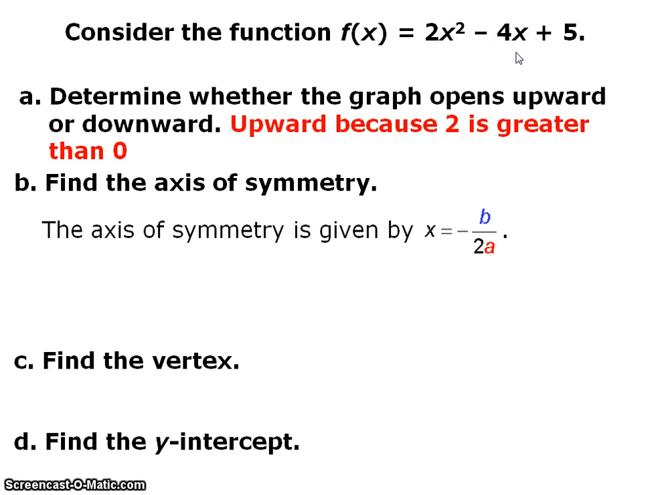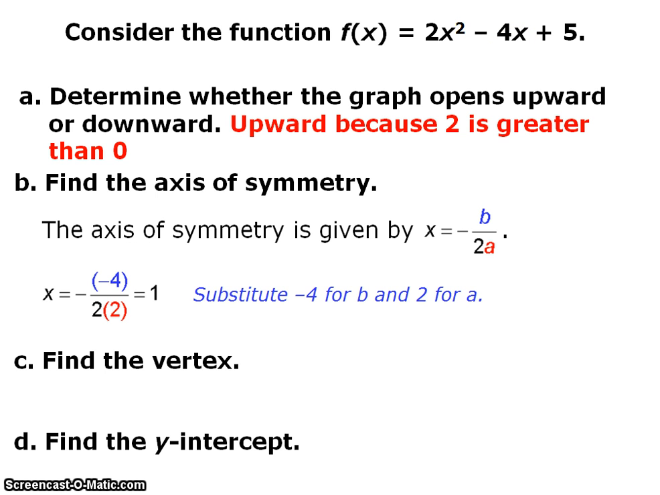And so I'm going to substitute negative 4 in for b. A is 2. I'm going to substitute 2 in for a and solve for x. X is going to be equal to 1. And so my axis of symmetry is the equation x equals 1.